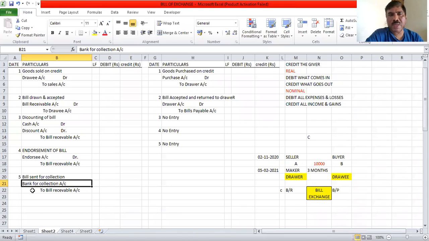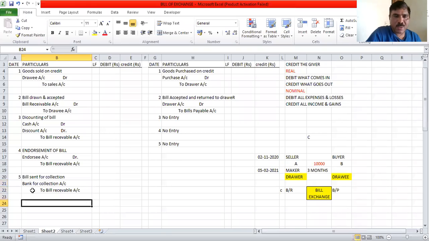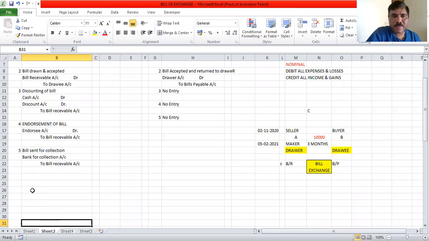So this is what we have, the three processes. Either he may discount the bill, he may endorse the bill, or he may send it for collection. The same bill will not be discounted, endorsed, and sent for collection. If it is discounted, definitely that bill is with the bank, you cannot endorse it. And once it is endorsed, you cannot discount it. That means every bill will have only one of these alternatives. So yesterday we completed up to here. Hope everyone is clear up to here.